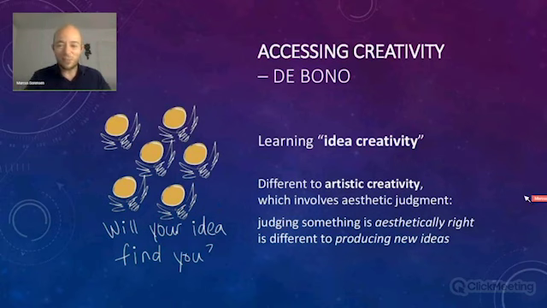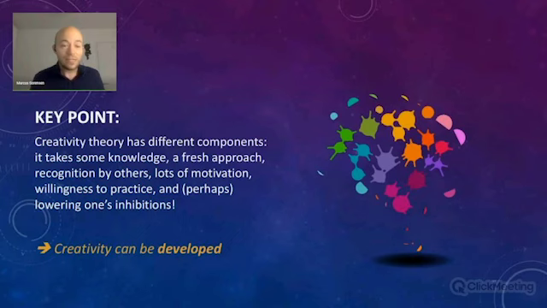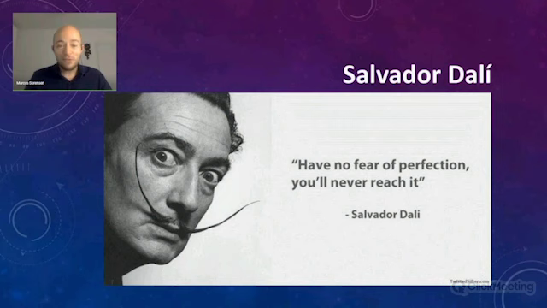We'll round up this part of the presentation with this key point. Creativity theory has different components depending on who you ask. Apparently, it can take some knowledge, it can take a fresh approach, recognition by others, lots of motivation, I really believe in that, willingness to practice, and also perhaps lowering one's inhibitions, if indeed inhibition is in the way. So what you need to take away from that is creativity can be developed. A quote from Salvador Dali, "Have no fear of perfection. You'll never reach it."